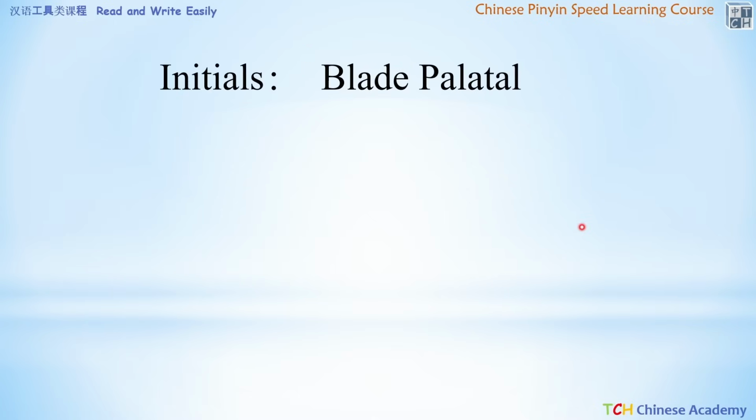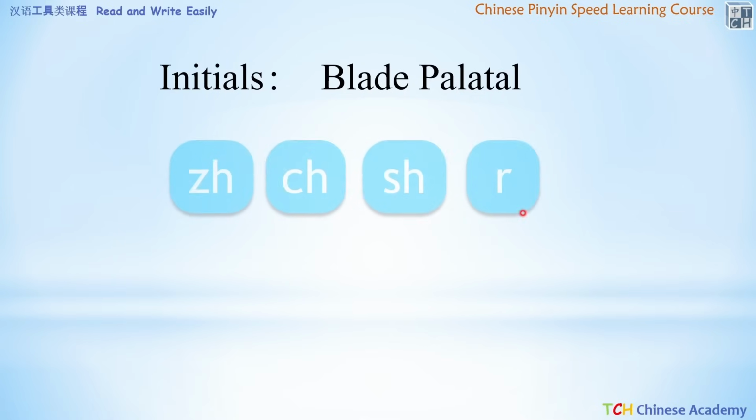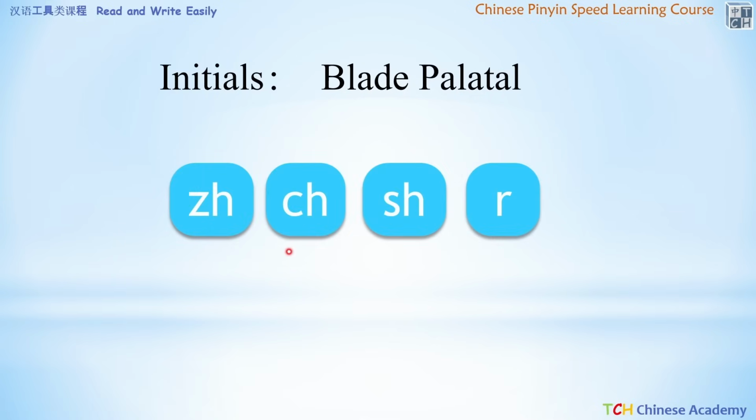Well, so much for these four blade palatal sounds. zh, ch, sh, r. Remember, to pronounce these four perfectly, you need to roll your tongue. Try this tip and you will find it very easy.